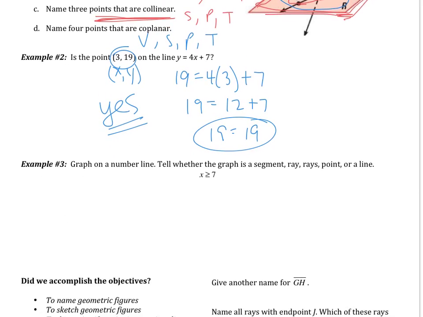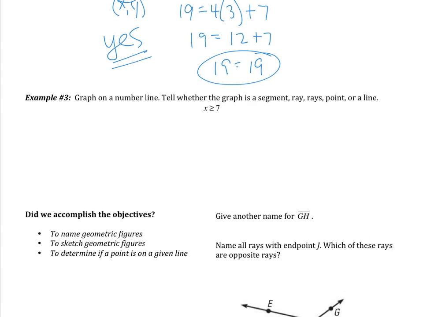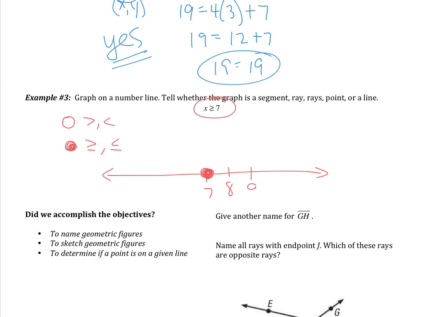All right, last example, example 3. For this one, our objective is to graph this and then see what picture it creates. So if you recall, on a number line, we'll keep it simple. We'll put 7 here in the middle. You need to remember that you use an open circle for greater than and less than, and you use a filled in circle for greater than or equal to, less than or equal to. So since it's greater than or equal to, we're going to fill this in. And then since it's greater than 7, well, 8 is greater than 7, 9 is greater than 7, I'm going to draw my arrow going to the right.